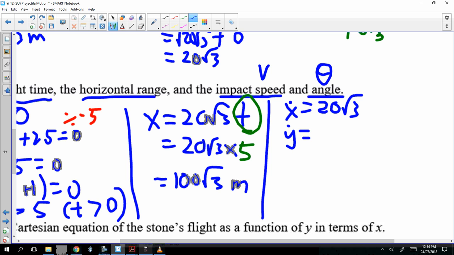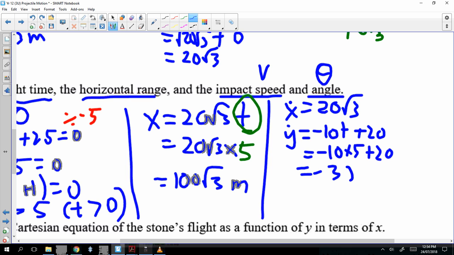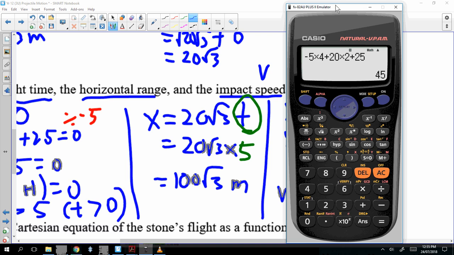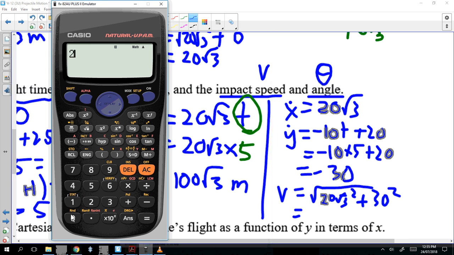So you do this, (20√3) in brackets, squared, plus 30 squared, equal, and then square root, 2100. Which is equal to, the impact speed will be 45.8. So 45.8 meters per second.